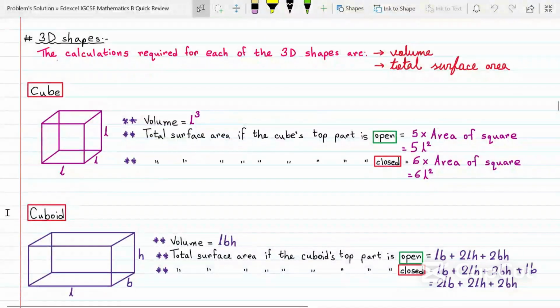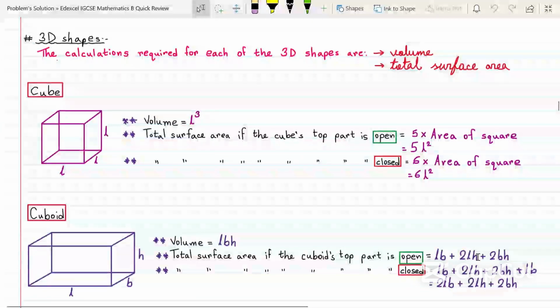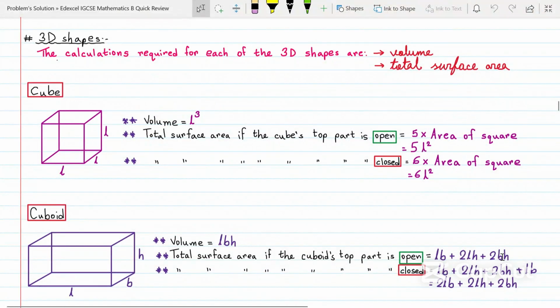Now the second 3D shape we have is a cuboid. We have seen many things of this shape, such as a shoe box, a gift box, a first aid box, a tissue paper box, etc. The volume for the cuboid equals length into breadth into height, here LBH. Just like the cube, if you open the top part of the cuboid, the total surface area equals length into breadth plus 2L into H plus 2B into H.